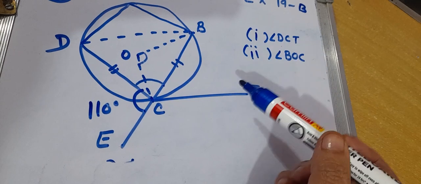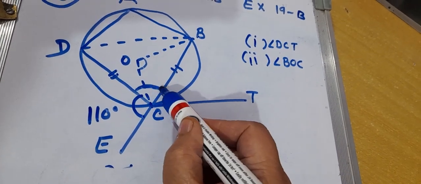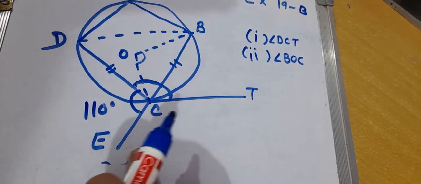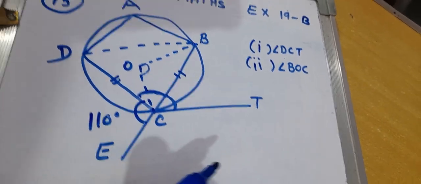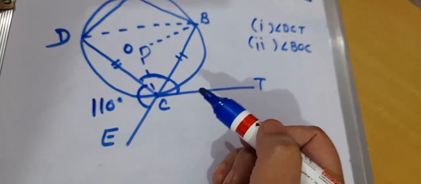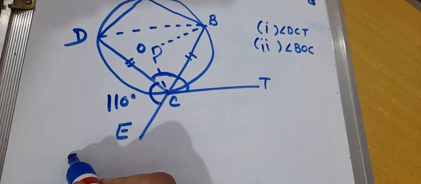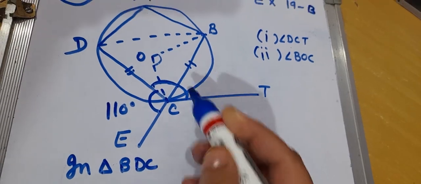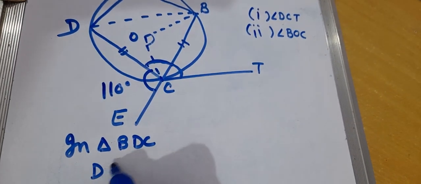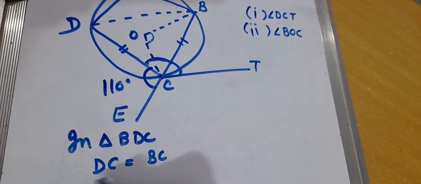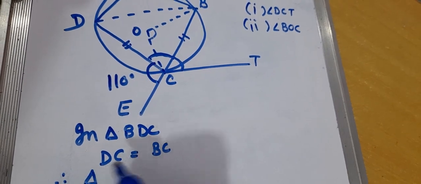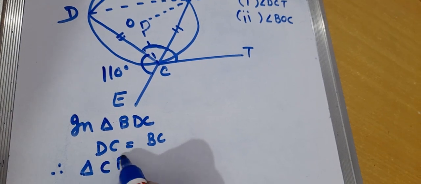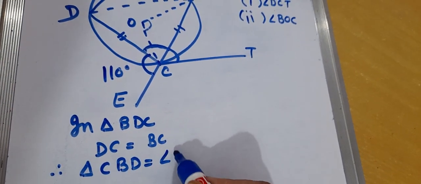Now we have to find angle DCT, since we have to find the angle up to here. How will we find this? We have to follow a few steps. First of all, in triangle BDC, we are given DC is equal to BC. Therefore, angle CBD will be equal to angle BDC.